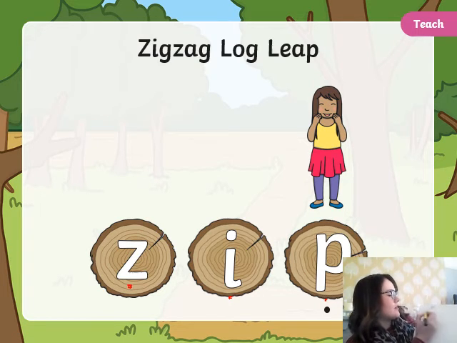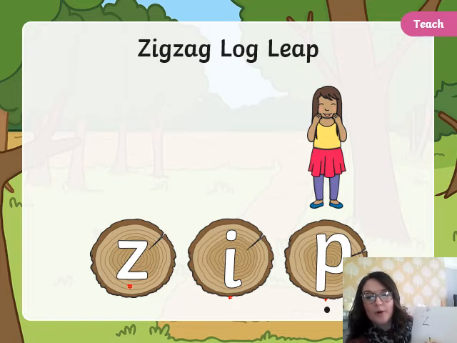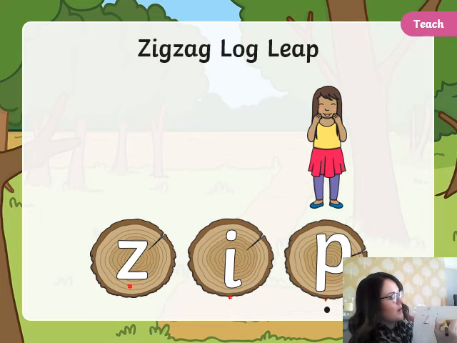See if we can write it on our whiteboard. Zig-zag path. We know how to write an i, down, flick, and a dot. And we know our p. Add your sound buttons as well, please, reception.